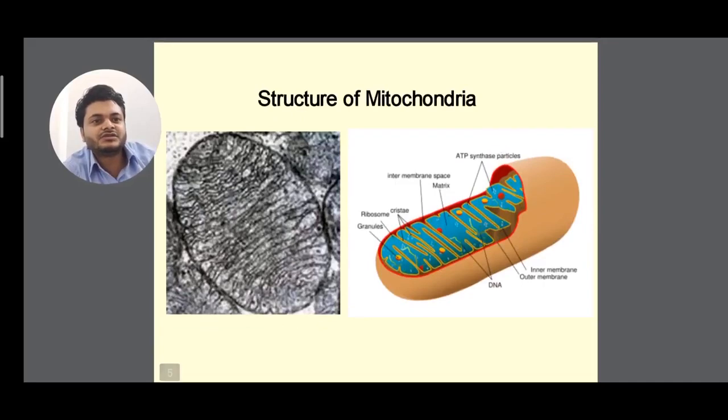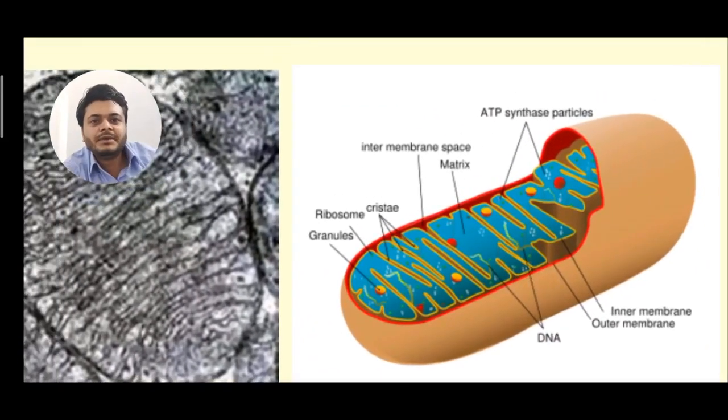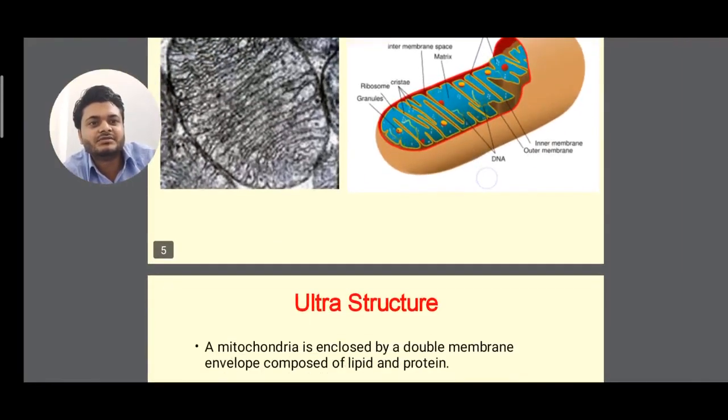So this is the structure of mitochondria. Mitochondria are a double membrane structure, with an outer membrane and an inner membrane. The inner membrane is infolded. Numerous infoldings are found in the inner membrane that form finger-like structures called cristae. Here DNA and ribosomes are present.